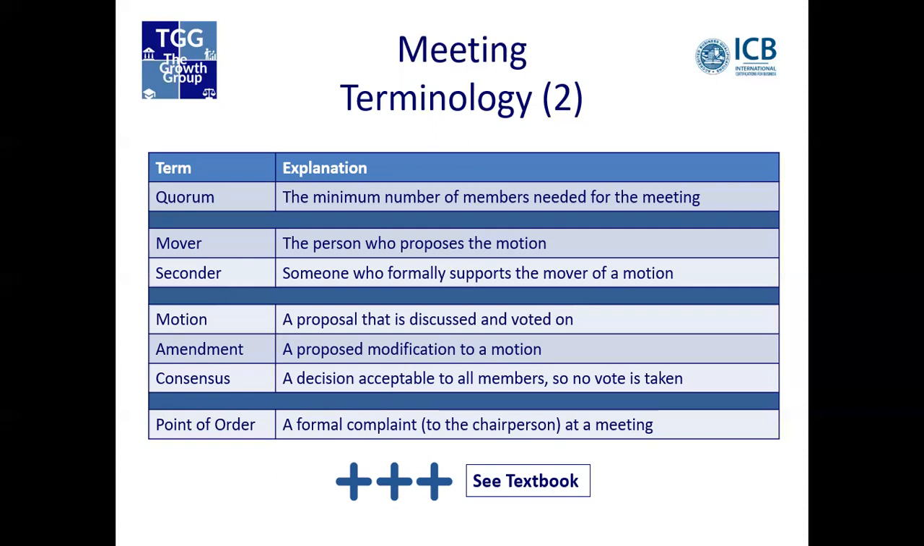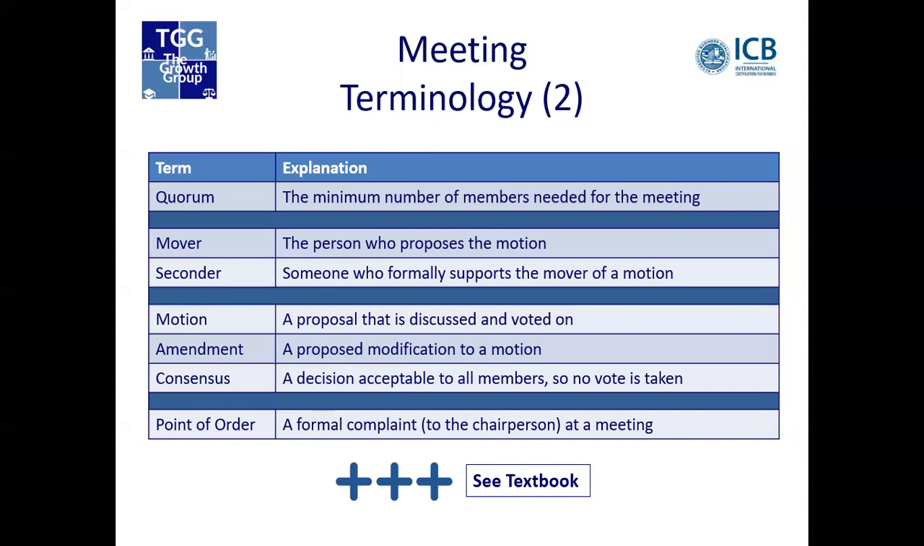Then consensus. A consensus is a decision that is acceptable to all the members, so no vote is taken. Now, in a small group, the aim is always to reach consensus so that you don't have to go over to a vote. But in order to reach consensus, your discussions might continue until late in the night.